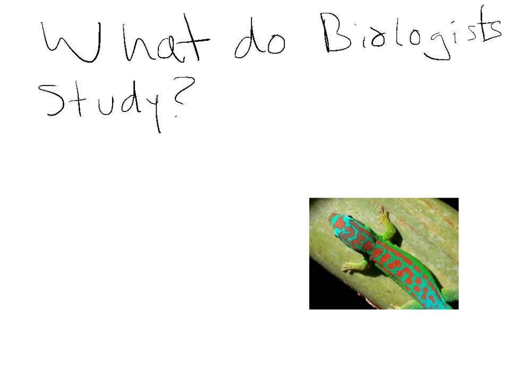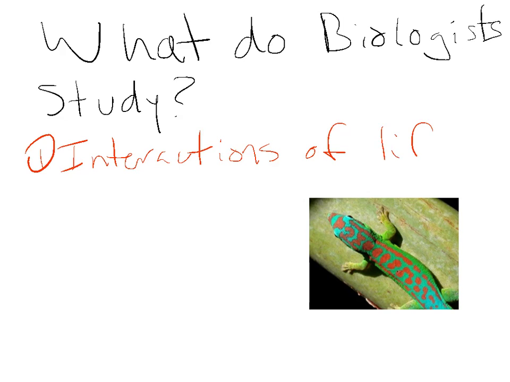Let's start off by discussing what biologists study. Let's start off with the first thing. We're going to actually break this down into four things, but the first thing we're going to look at is the interactions. So interactions of life.